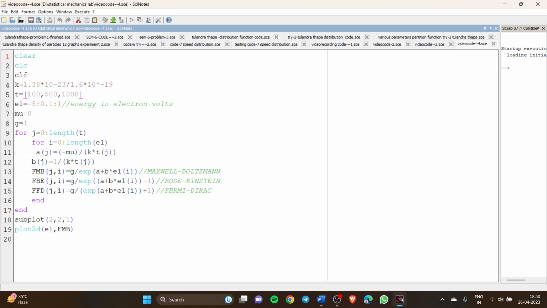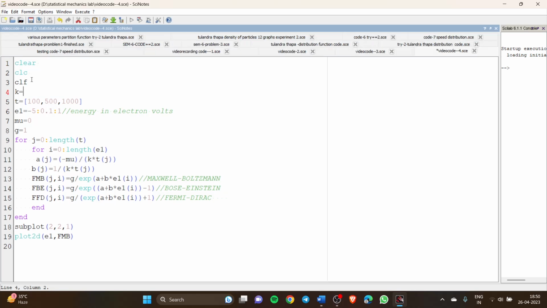So clear CLG, CLF, these are the standards. We have given the value of k, the Boltzmann constant, divided by 1.6 into 10 to the minus 19. Firstly we should write its direct value in electron volts, that is 8.617. You can simply calculate it by dividing. I had written that a few seconds ago before I erased it. So this is 8.617 into 10 to the minus 5, the value of the Boltzmann constant in electron volts.